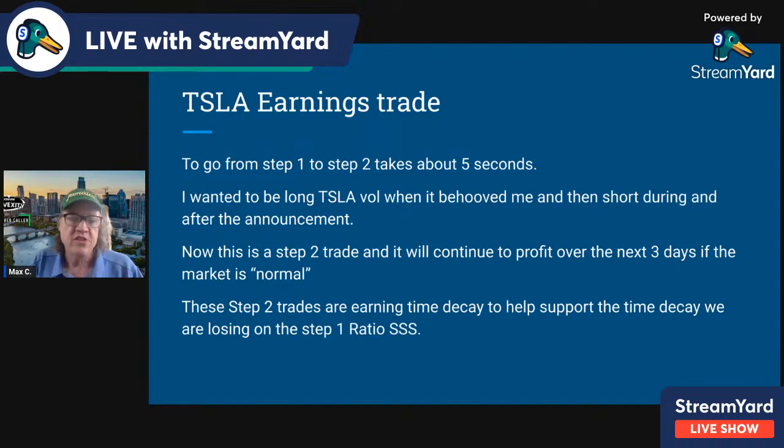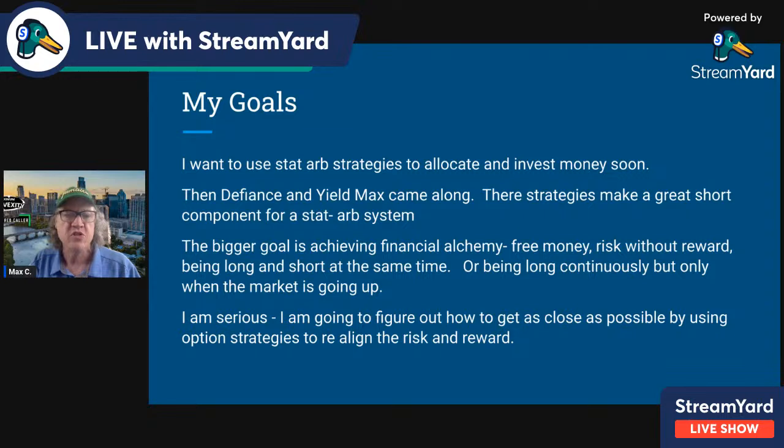Basically, the idea is the step 2 trades are earning time decay. They're earning extrinsic, and they're the ones with the huge advantage in your favor, and they're supposed to be paying for the protection we're getting out of the long trades, the extra long options in the Straddle Strangle swap.